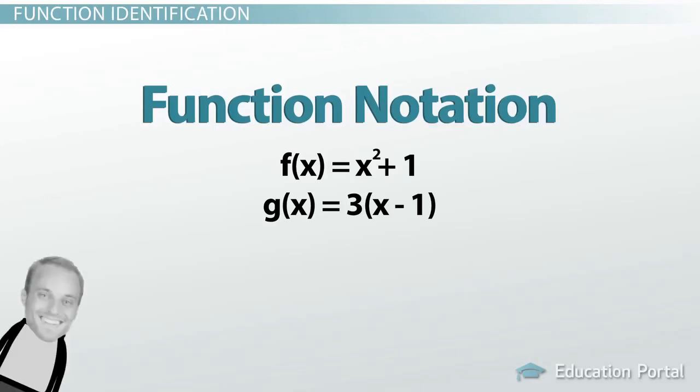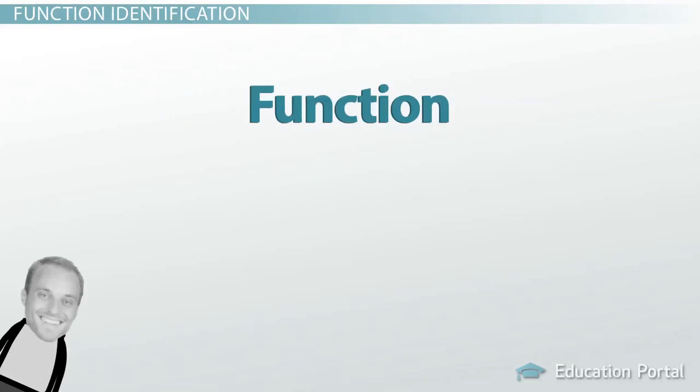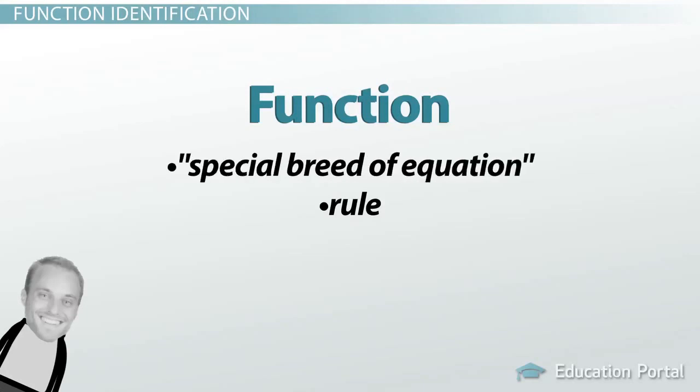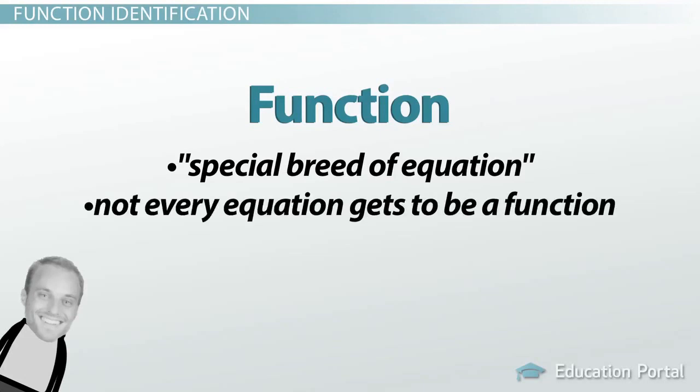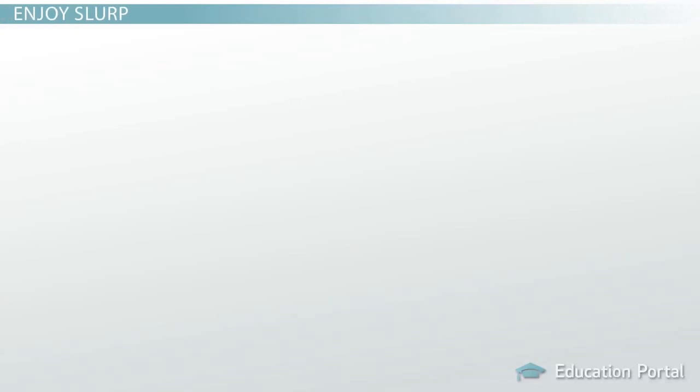Before we finish, I have to clarify one thing I said earlier. When I said that a function was just another way of saying equation or rule, I wasn't being entirely honest. The reason is that functions are a special breed of equation. Not every equation gets to be a function. There's a test you have to pass first. In order to illustrate what that test is, I'm going to use an analogy.